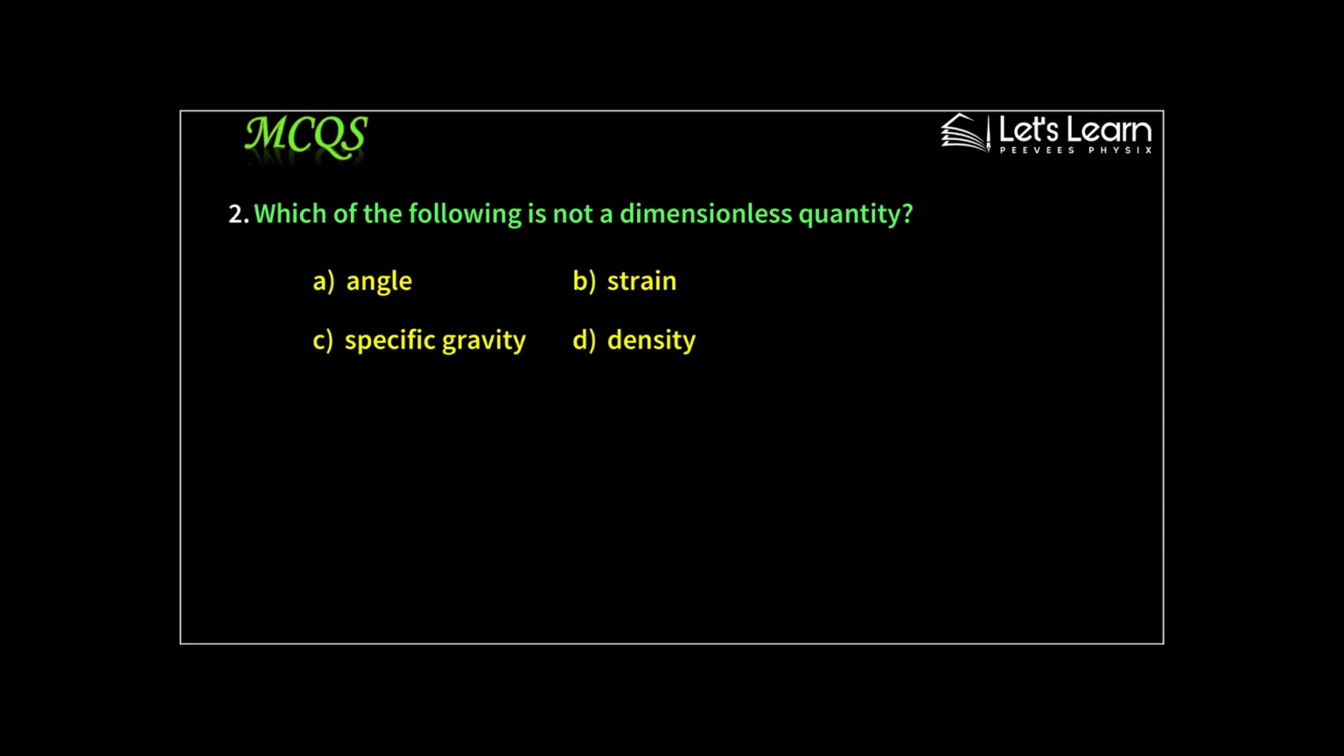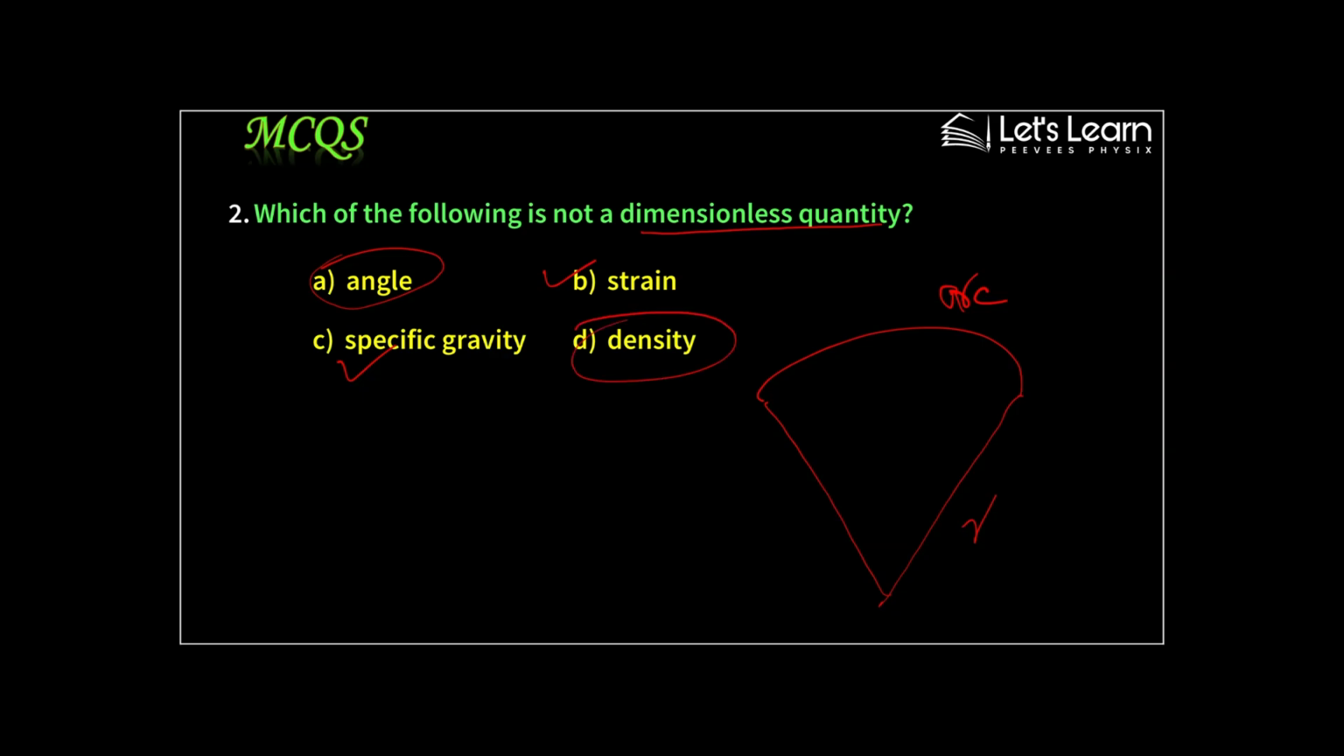I repeat, a dimensionless quantity means a ratio of similar quantities. Angle is arc divided by radius. Arc is length, radius is also length, so it has no dimension. Specific gravity is the ratio of the density of a liquid to the density of water, again a ratio. Strain is change in length divided by original length. So they have no dimensions. Density is mass divided by volume, which has a dimension of M L to the power of -3. So the answer is D.